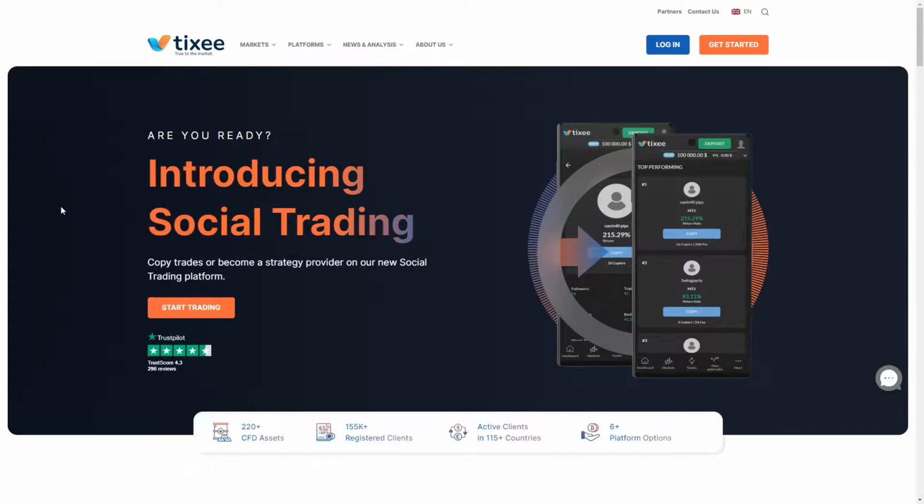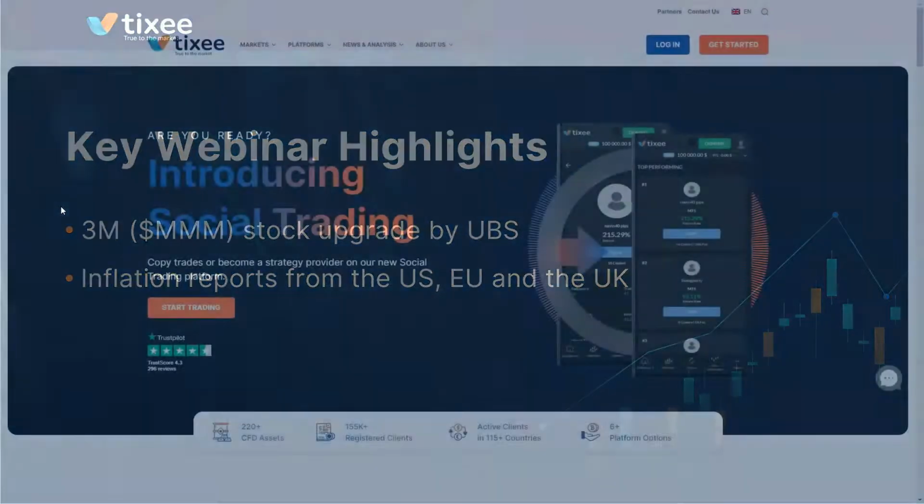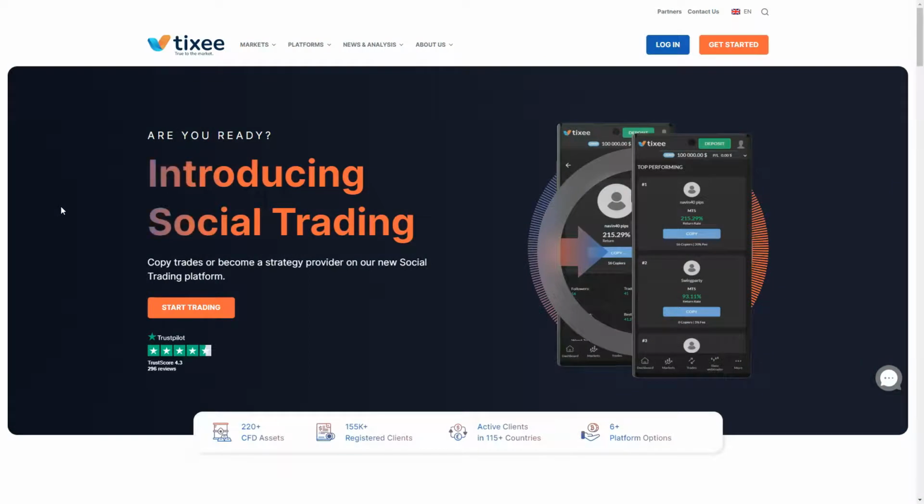First things first, looking at some of the highlights for next week. On the stocks front, we had one major stock upgrade, which was 3M Corporation. Meanwhile, on the Forex front, things are going to be quite active as we'll be getting inflation updates from some of the world's largest economies, namely the US, the UK, and the EU as well, so definitely stay tuned.